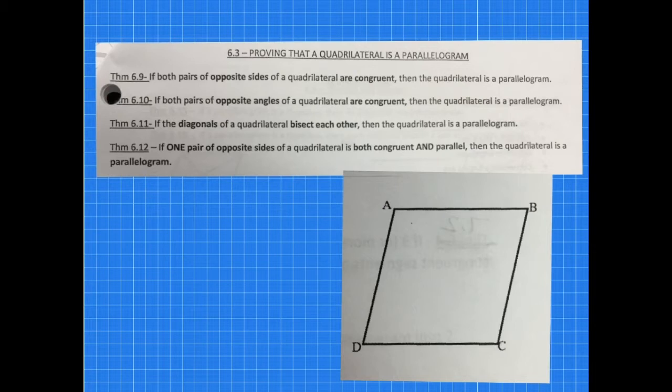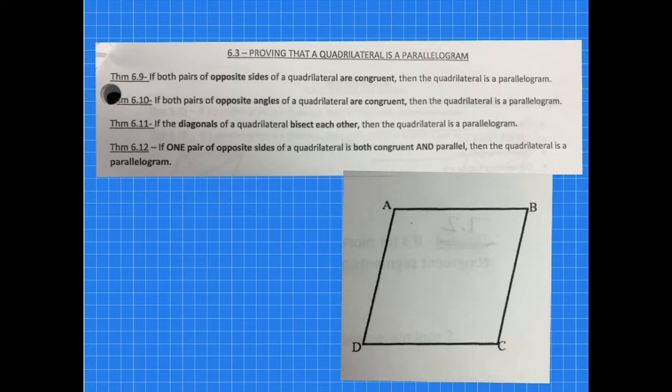All right, so this is lesson 6.3, proving that a quadrilateral is a parallelogram. Our first theorem, theorem 6.9, states that if both pairs of opposite sides of a quadrilateral are congruent, then the quadrilateral is a parallelogram. So, if you would have something like side AB congruent to side DC, and also segment AD congruent to BC, then you can say that ABCD is a parallelogram.